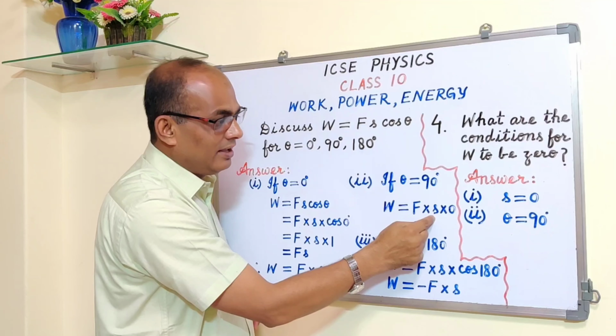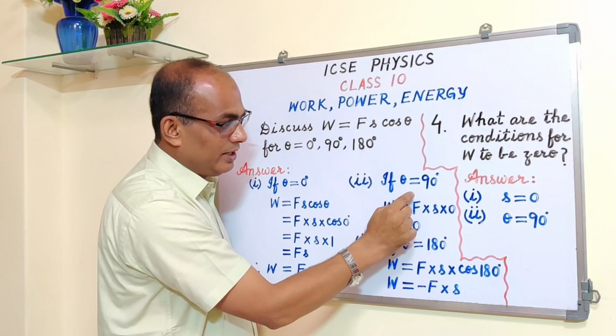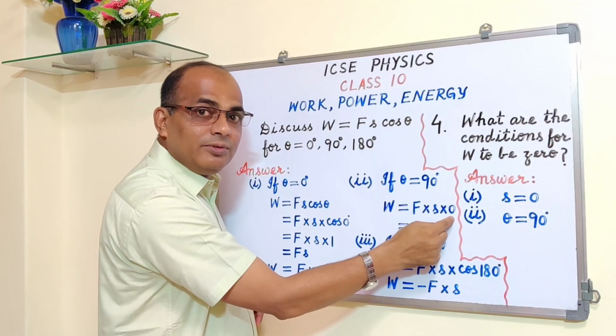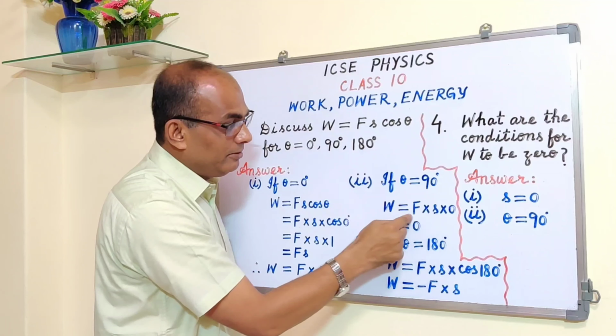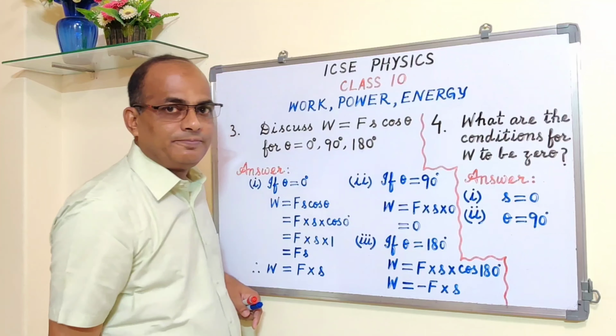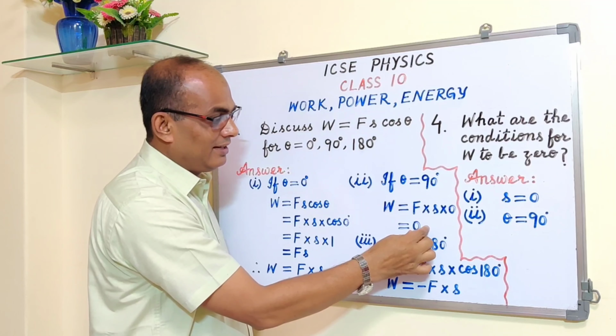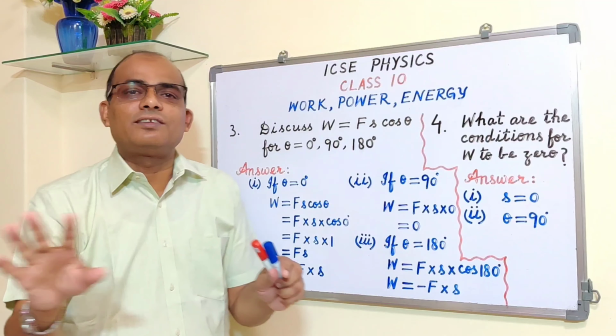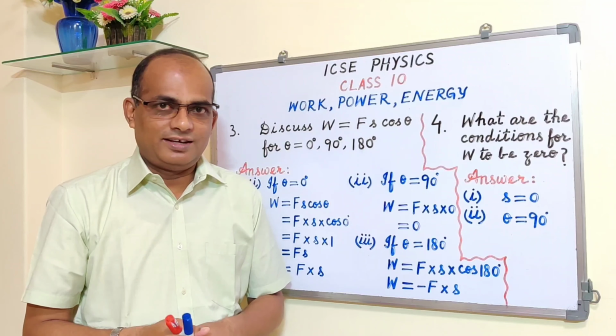So here you are writing W is equal to Fs cos 90. So Fs cos 90 means 0. Now 0 multiplied by F into S is 0. So the whole thing we are getting is 0. So W is equal to 0. Work done is 0. No work is done in this case when theta is 90 degrees.